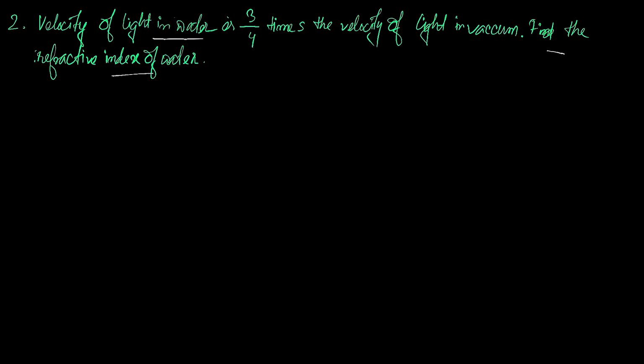Here the velocities are not directly given. It is given in a kind of comparison. The ratio given is that the velocity of light in water is 3/4 times the velocity of light in vacuum. We got that. So first we'll write down the given terms, or what we know. We know that C is equal to 3 × 10^8 meter per second. You got that?